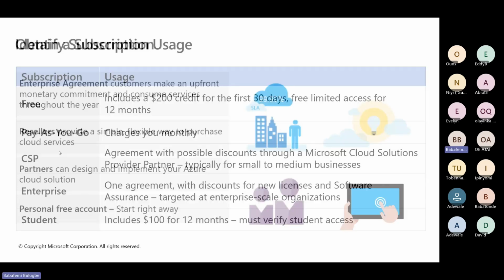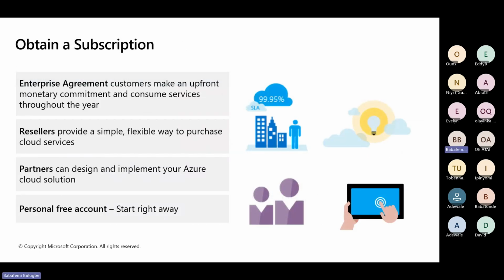Okay, so let's move away from there. Now, this is just telling you how you can obtain a subscription based on whatever subscription type you want to go for. The enterprise agreement, where you can obtain an enterprise subscription. We have the reseller, then the partner that we talked about. Then we have the personal account, which is the one you can take.